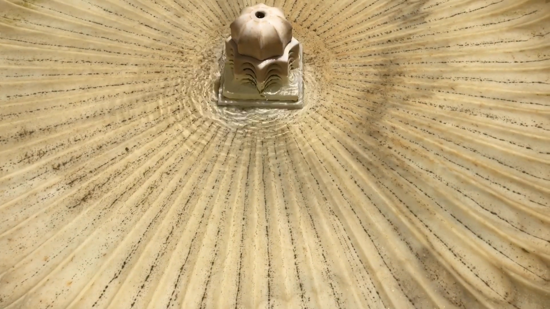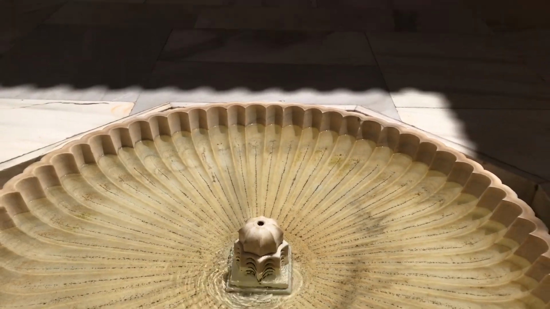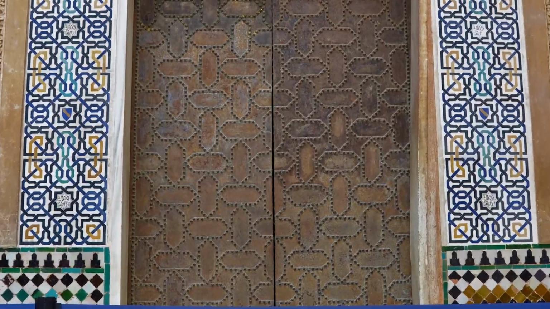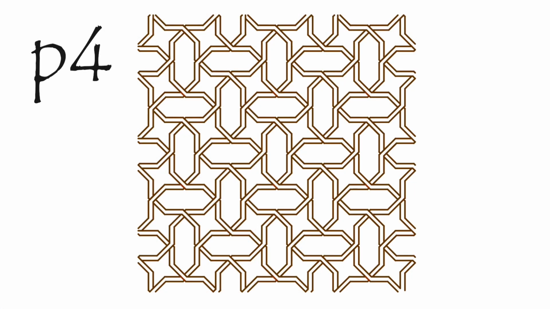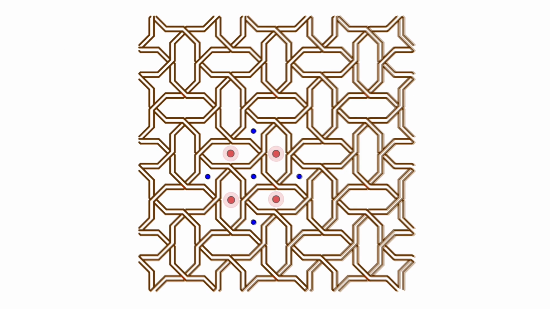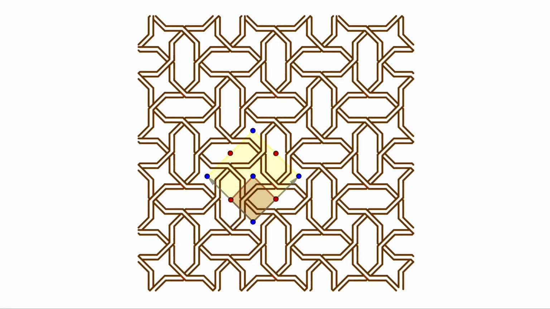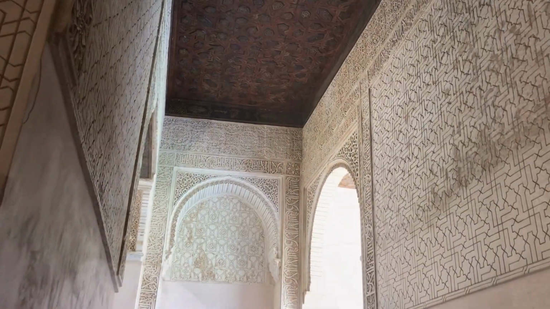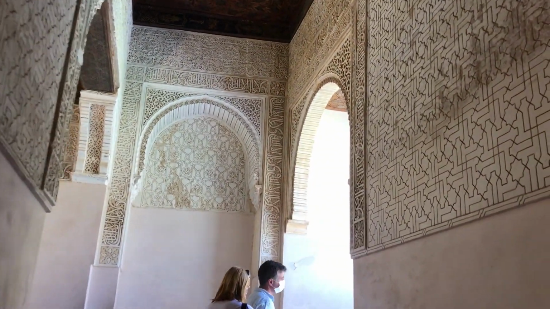Finally, before entering the access pavilion to the Court of the Myrtles, we observe another example in the doors of the facade of Comares. The door lattice represents a mosaic with code P4. This mosaic is defined by rotation centers of order 4 and order 2. We cross the facade of Comares and access the corridor that leads to the Court of the Myrtles. Despite its short length, we find some more examples.